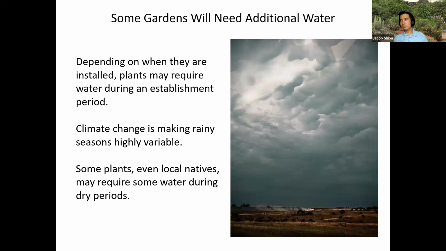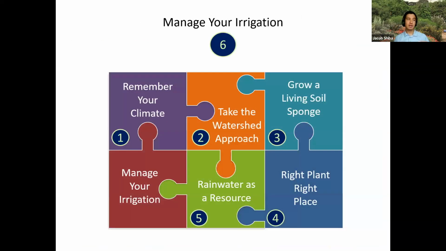Now, even when done right, some gardens are going to need additional water. Depending on when you installed this plant, there's a very important establishment period. As our climate continues to change, it's making our rainy seasons highly variable. And some plants, even local plants, are going to require water during these dry periods. So even when done right, we may need some of that additional watering. That transitions us right into managing our irrigation.